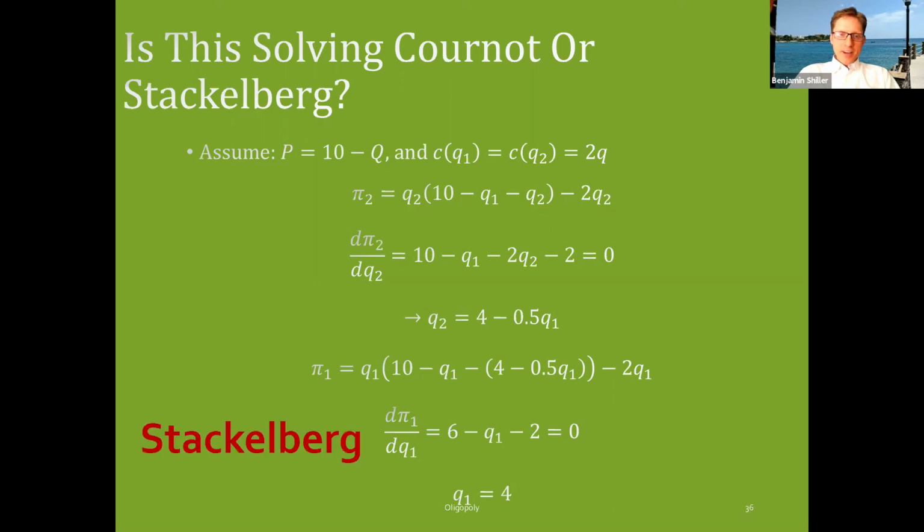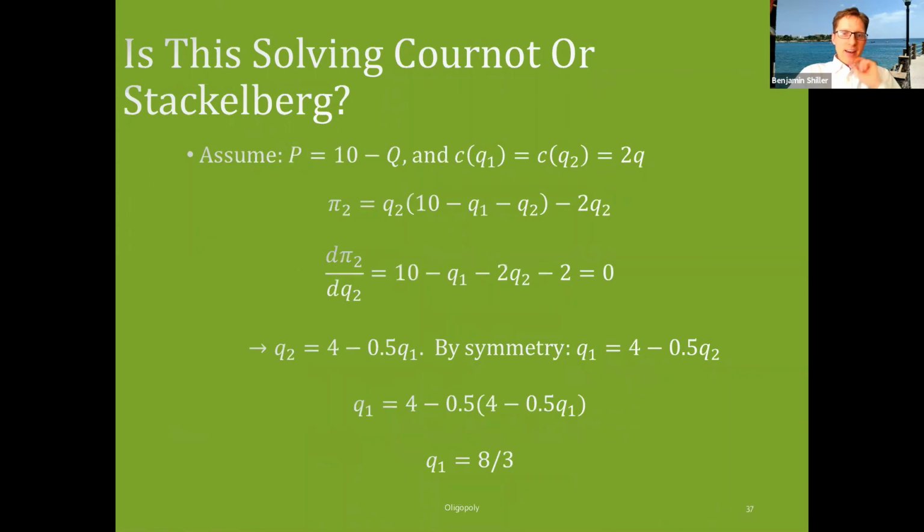Okay, so the answer is, this is the Stackelberg case. So first we're solving for the follower's reaction function. And then if you see about halfway down, the profit for firm one, that's the profit for the leader. And you know that's a profit for the leader because we're plugging in the other firm's reaction function before we're taking the derivative. So this is solving the Stackelberg problem.